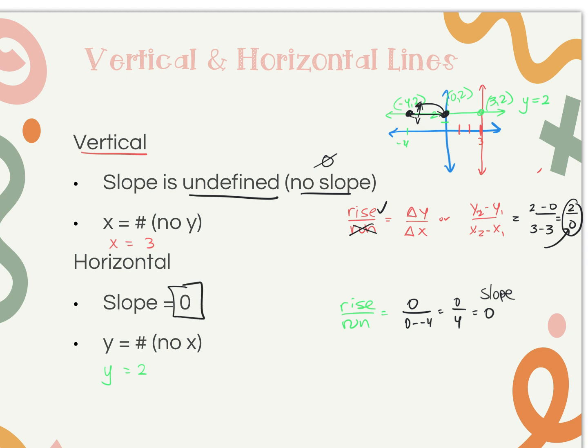So just think about it. When you have no run, it's undefined, no slope. When you have a run but no rise, it's 0. Because, again, a 0 in the numerator represents a fraction that equals 0.